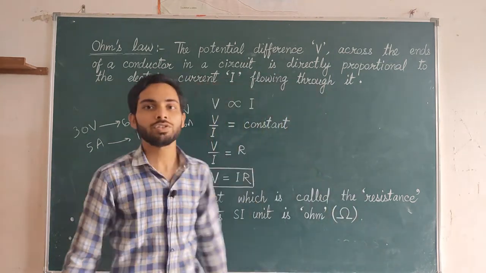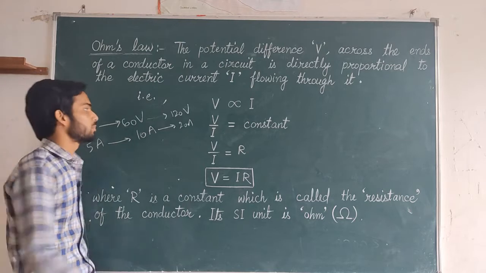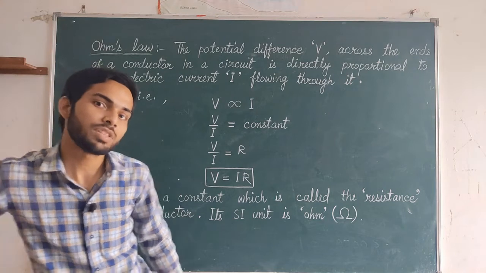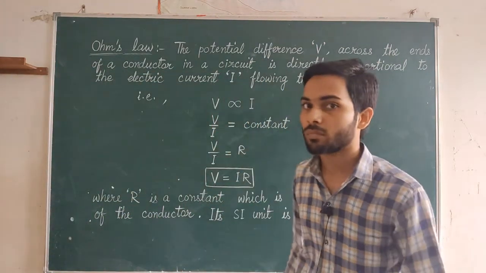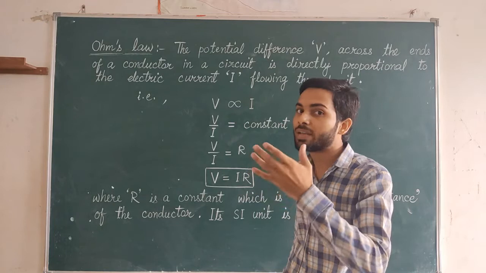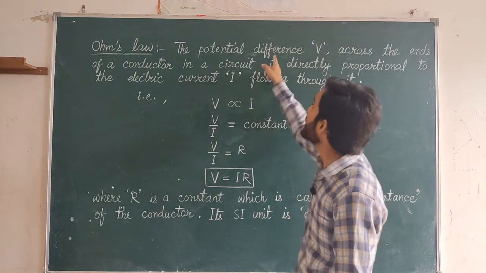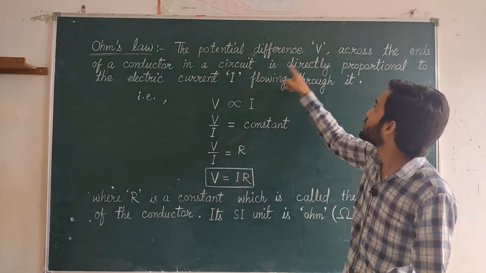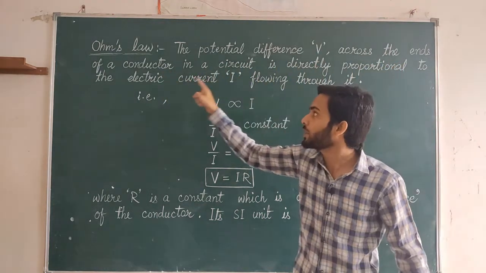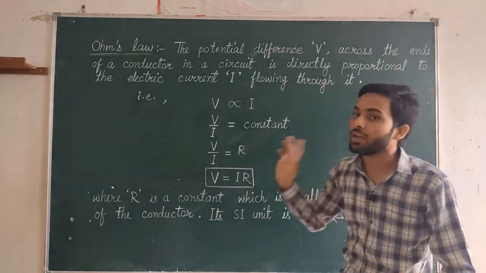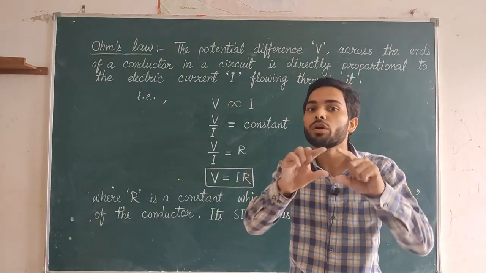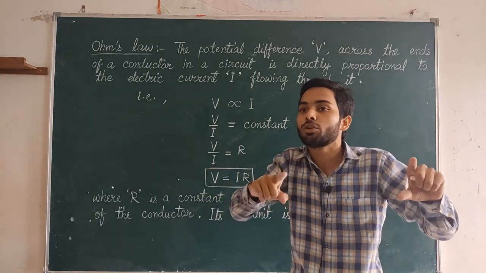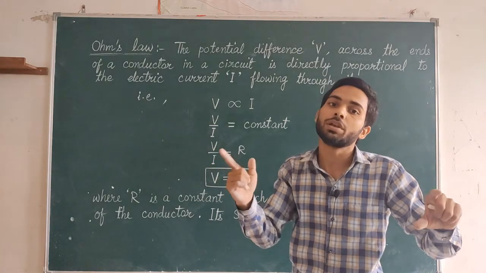So my dear students, what do you conclude from this example? This example tells us that the potential difference V across the ends of a conductor in a circuit is directly proportional to the electric current I flowing through it. The potential difference across a conductor in an electric circuit is directly proportional to the electric current flowing through it.